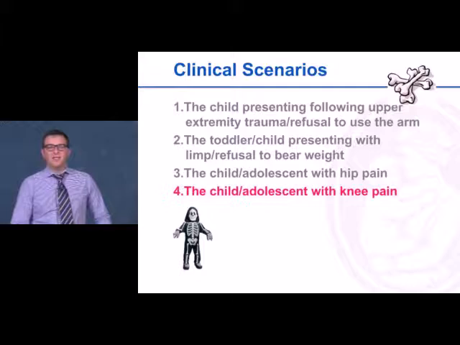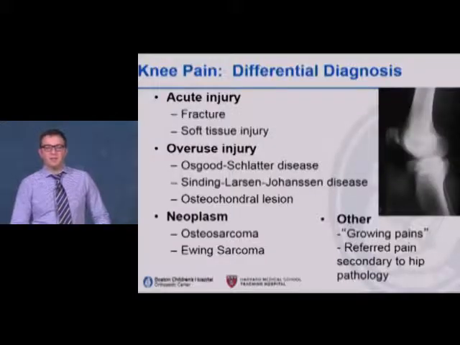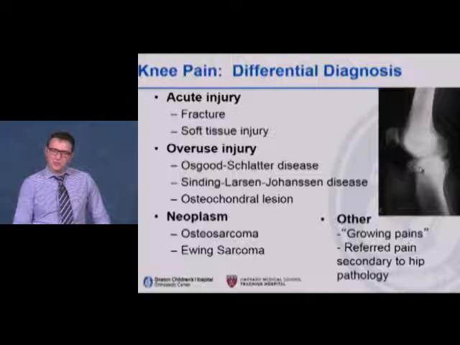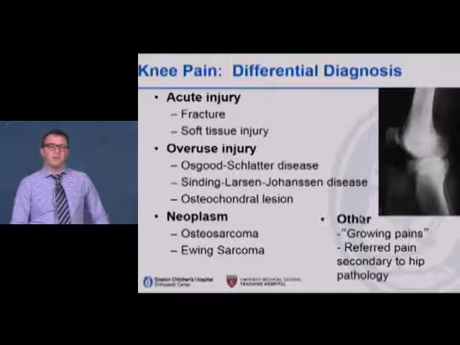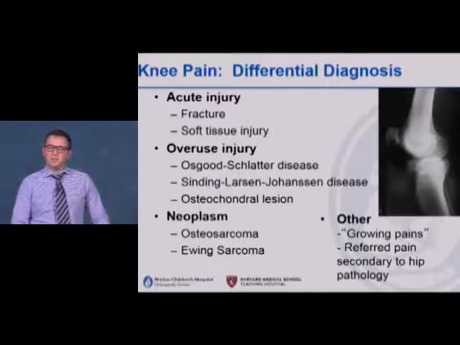Moving on, the child and adolescent with knee pain. The differential here is quite broad. There can be an acute injury such as a fracture, and this picture on the side here is showing you a tibial tubercle fracture where the tibial tubercle has popped up. This is classic in an adolescent male who's going up for a slam dunk. It's a basketball jumping related phenomenon.